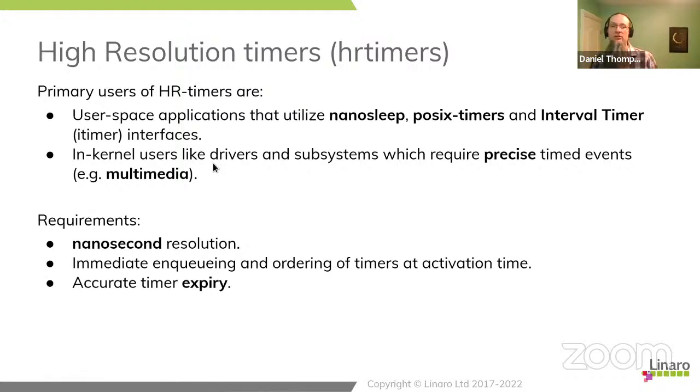So when it's not a timeout, if you're doing multimedia and you need to be doing some activity 25 times a second to go and read a frame off a camera, that's a reasonable use of high resolution timers. So they're fully available to the kernel code as well as to user space code.